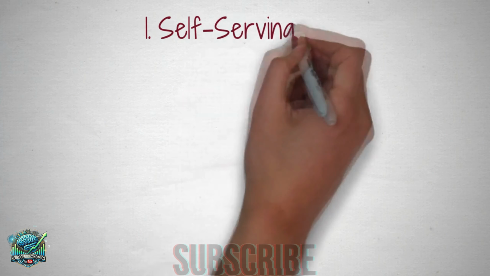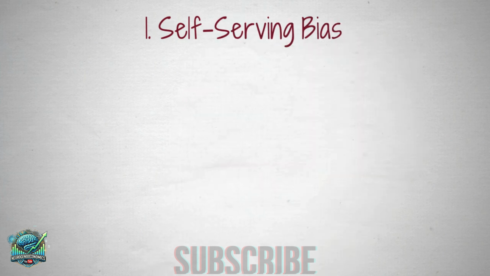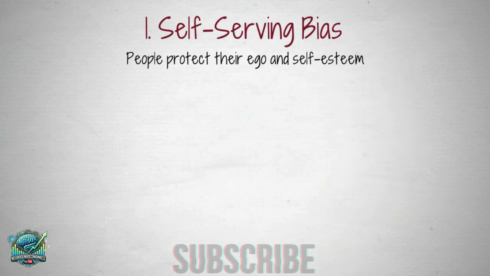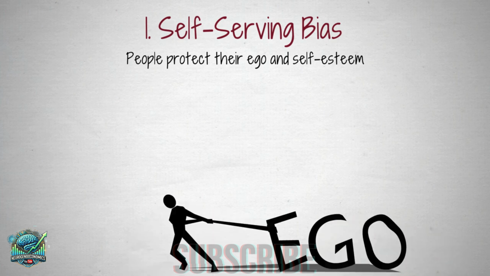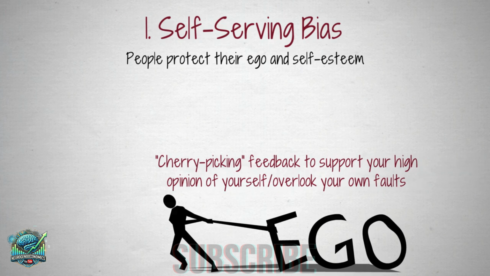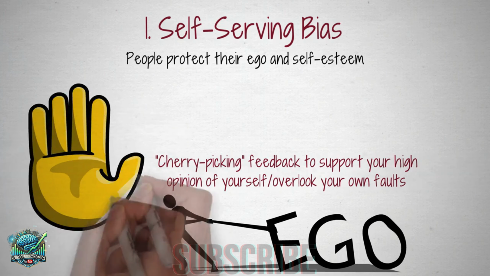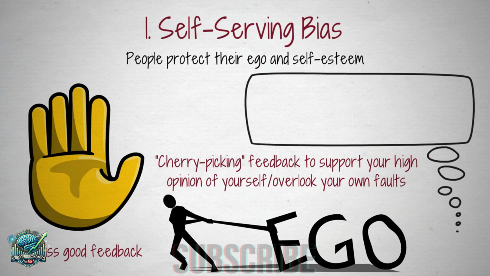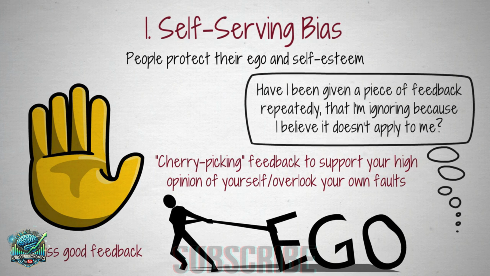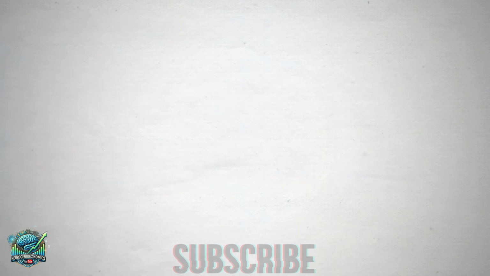1. Self-serving bias. This is the tendency for people to protect their ego and self-esteem. It often takes the form of cherry-picking feedback to support your high opinion of yourself or overlooking your own faults and failures. You might be dismissing good feedback because you don't want to bruise your ego. To avoid this bias, ask yourself, have I been given a piece of feedback repeatedly that I'm ignoring because I believe it doesn't apply to me?